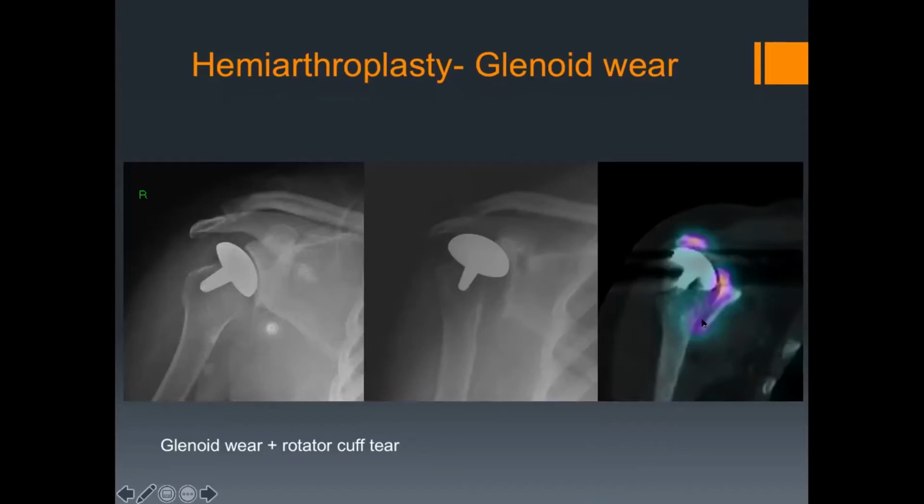So when we went to SPECT CT, you can see radio tracer uptake at the posterior superior margin of the glenoid indicating wear, and you can also see radio tracer uptake with cranial migration of the prosthesis impacting on the undersurface of the acromion, indicating wear at this site, and also the presence of a rotator cuff tear that's developed in the interim, and this was subsequently revised.